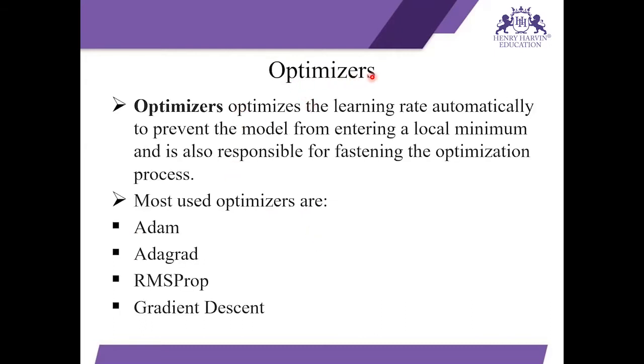So what are optimizers? Optimizers optimize the learning rate automatically to prevent the model from entering a local minimum, and are also responsible for fostering the optimization process. There are many optimizers. We are going to discuss a few optimizers which are currently used in the industry, like ADAM, ADAGRAD, RMS Prop, gradient descent, and there are a few more.